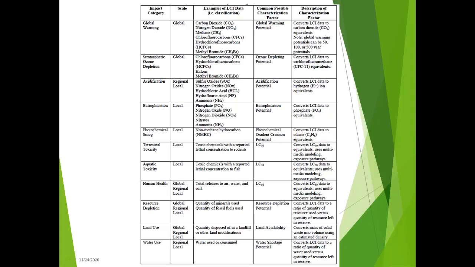Human health is what we call an endpoint impact. All the impacts so far were midpoint impacts, so they have further impacts, but human health is an endpoint impact, so it is the further impact itself. Resource depletion is another further or endpoint impact. Land use and water use are self-explanatory, so I don't need to explain them. So I would like you to pay attention to this particular slide while studying for this chapter.